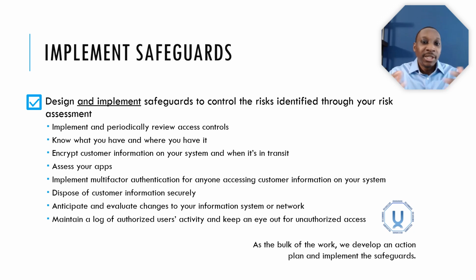So as hinted, here's what comes next. Design and implement safeguards to control the risks identified through your risk assessment. So again, this is why it's important to have a verbose risk assessment, because if you implement safeguards based off the risk assessment, what better way to do that than by putting it in a document which is written with the criteria, right? So I won't read through all of them, but the standouts to this are to implement access controls, encrypt customer data, implement multi-factor authentication or MFA, and maintain an activity and access log of customer data.